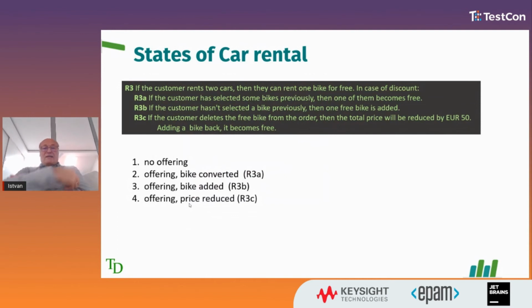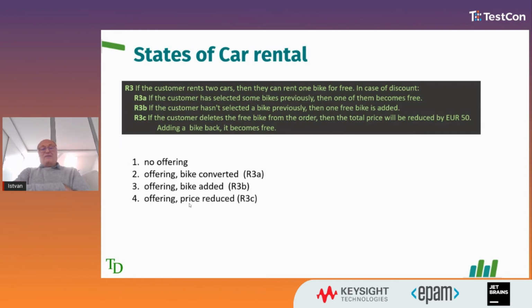Now let's go back to our car rental example and let's create the states. The first state is when we start, that we have no offering. And if we first add a bike, then 2 cars, then this bike will be converted, and this is a new computation, and this is a new state.